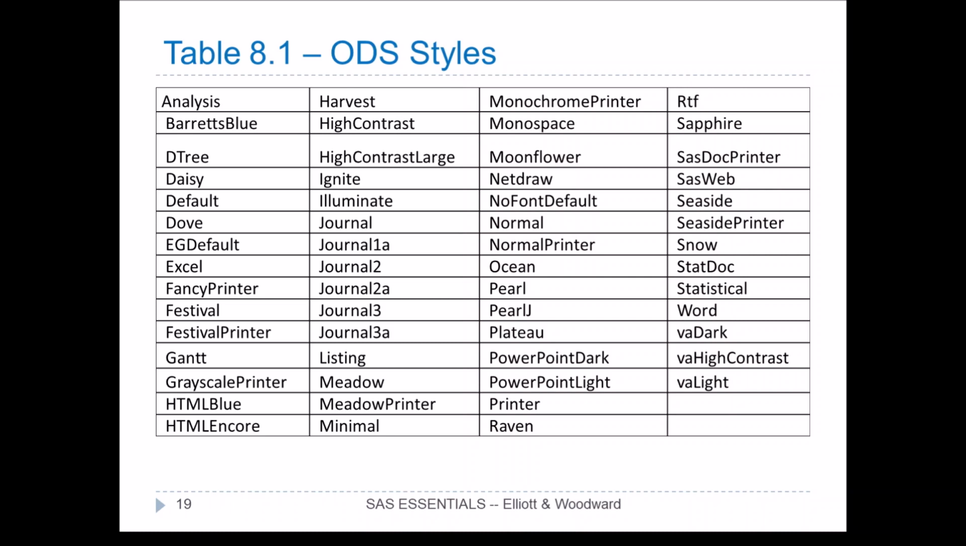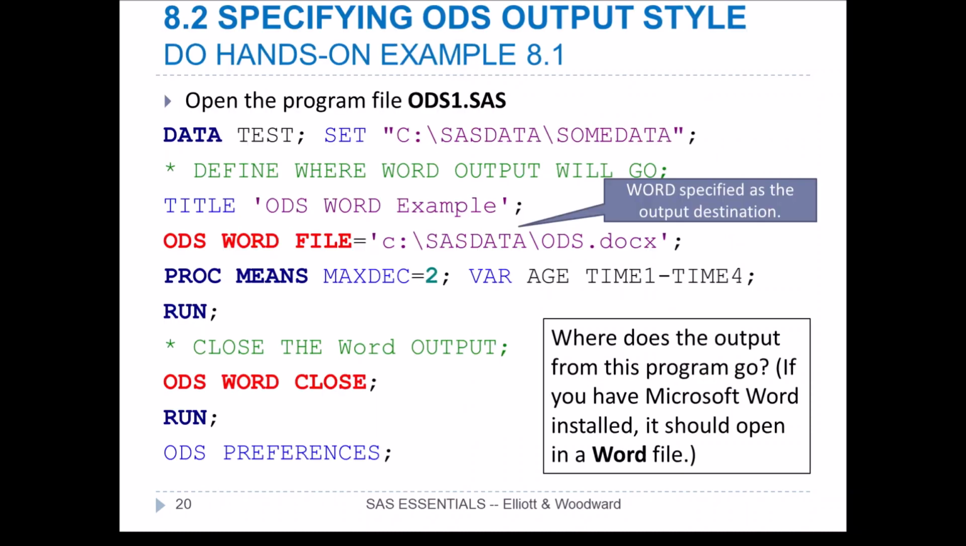You might have to match it with what the journal is expecting. You notice that you'll have fancy printer and Excel output and moonflower and all sorts of things, Seaside. So you can play with those and choose one that has the kind of output you want. You notice the second to the last one on the left column is HTML blue, which again is the default it uses for HTML.